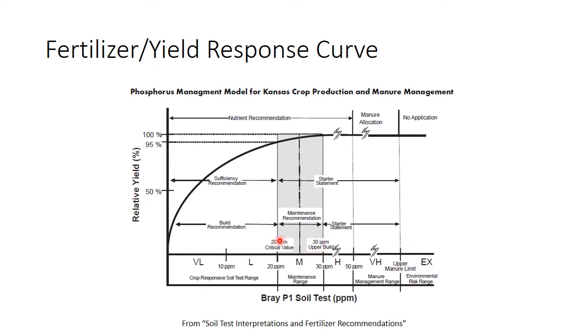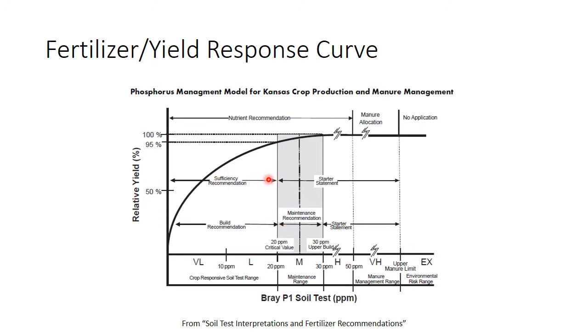And so we have a build and maintain recommendation, which would be how much phosphorus we need to go from 0 up to 30 parts per million, while sufficiency is just enough to get us into this maintenance range, so 20 parts per million. And so build and maintain is usually a higher rate than what we'd have for sufficiency.